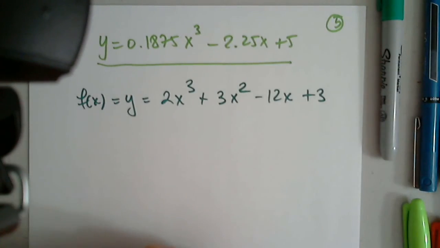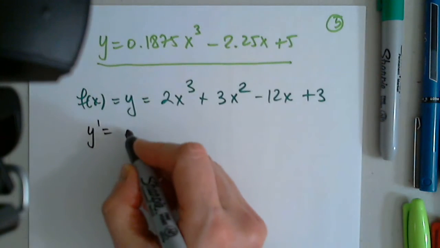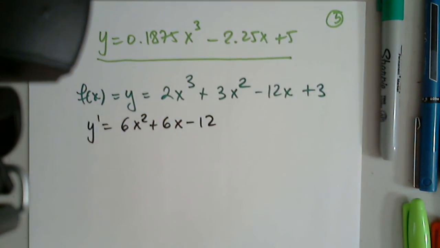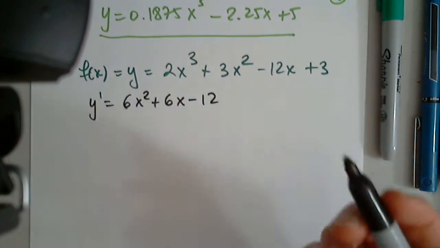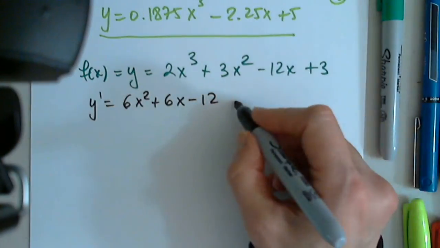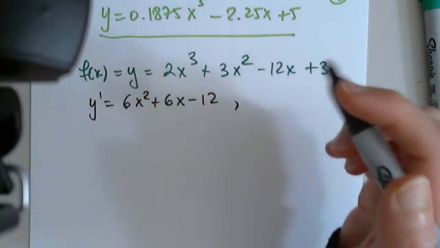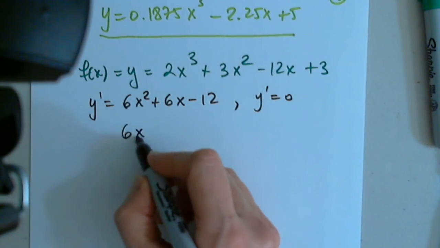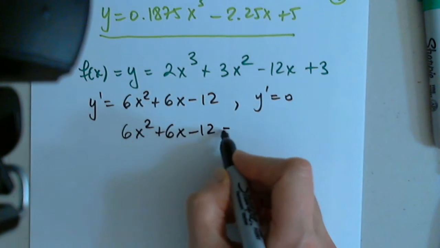Anyone? Do you find the derivative? Of course, thank you. So y prime will be 6x squared plus 6x minus 12. And since the tangents are horizontal, what has to happen? It must equal 0. Very good. So, of course, I will write 6x squared plus 6x minus 12.